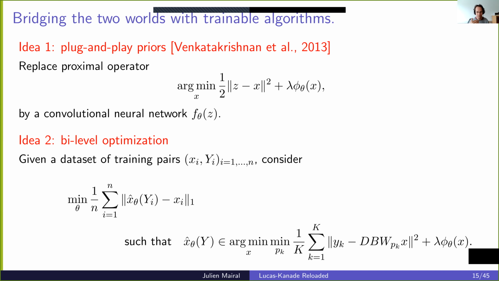But conceptually, what is nice here is that we have an inner loop that solves the classical inverse problem that involves model parameters that are trained such that the solution given by the optimization procedure of the inner loop produces good solutions. I don't know if it was clear enough.